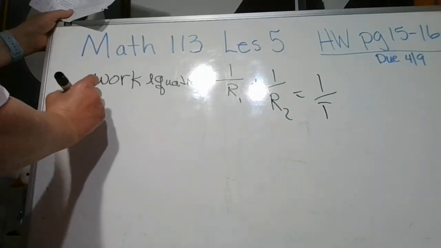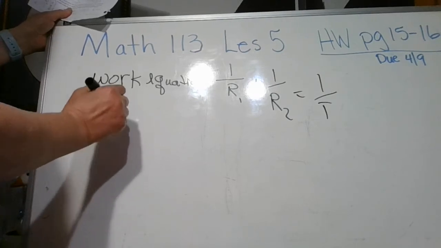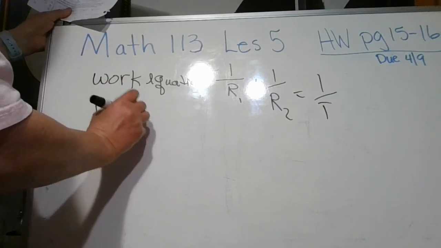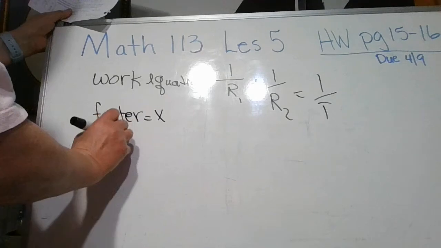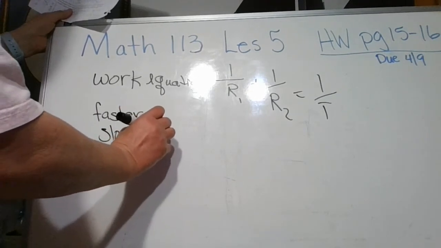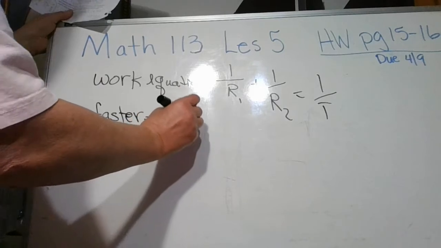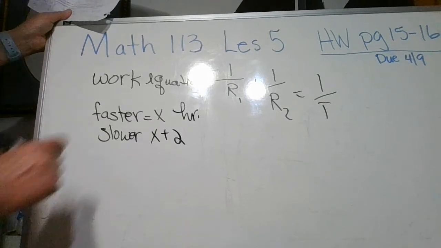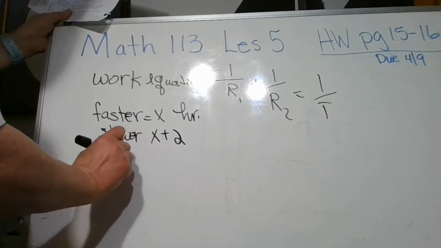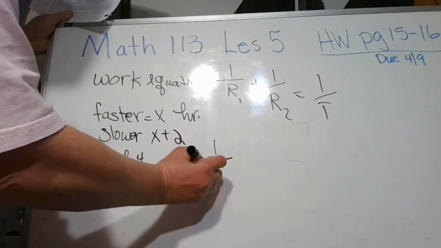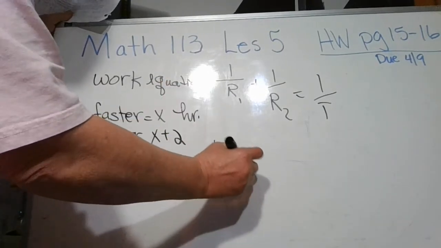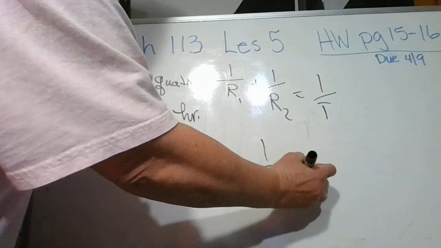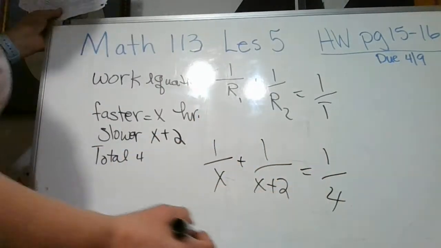So one person takes 2 hours longer than the first person. So the faster person, let's call him X. And the slower person is going to take X plus 2. And we're going to call these hours. And they can get together, and they can get the job done in 4 hours. So that's the total, 4. So we're going to have 1 over X, which is how the faster one does, plus 1 over X plus 2, which is this guy. And that's going to be equal to 1 over the total, which is 4.